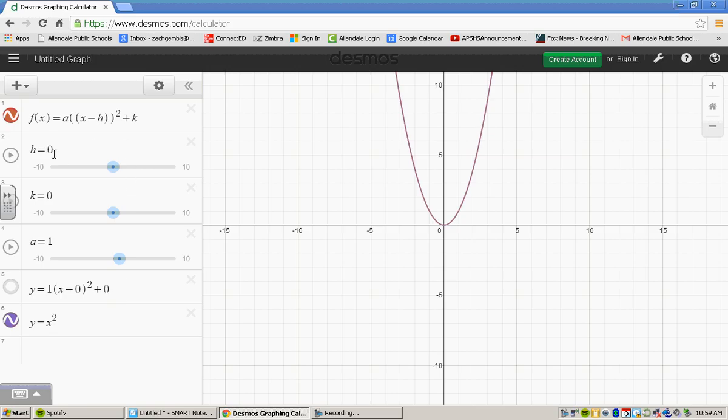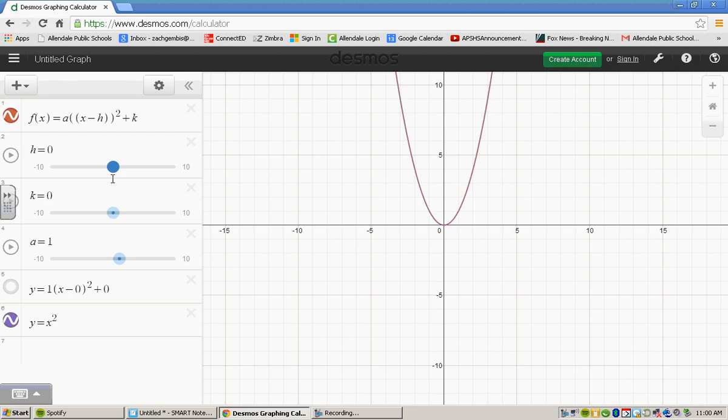Okay, let's start with h. H is inside the function. As we've seen in previous chapters, that's a horizontal movement. So if I start taking h and I increase or decrease, you'll notice the only thing that changes is its location on the graph. It's moving left or right. So h changes the x value of your vertex and all the other x values as well. So it's a shift left or right.